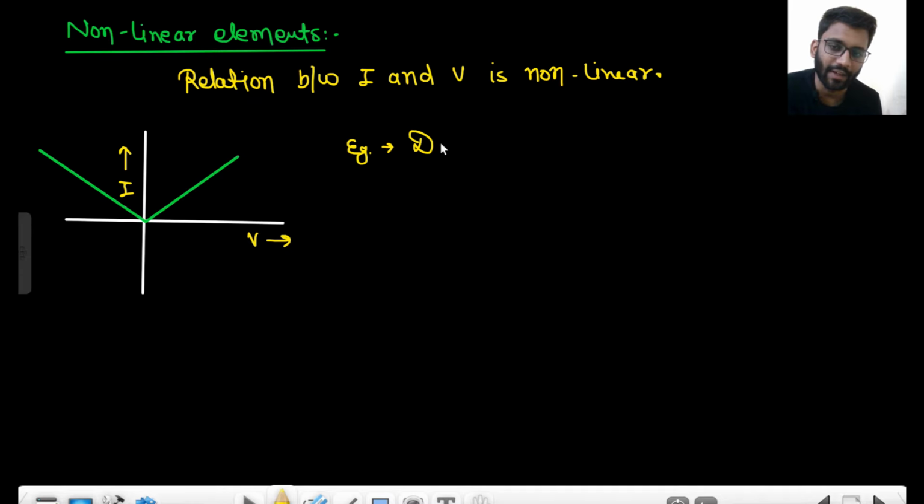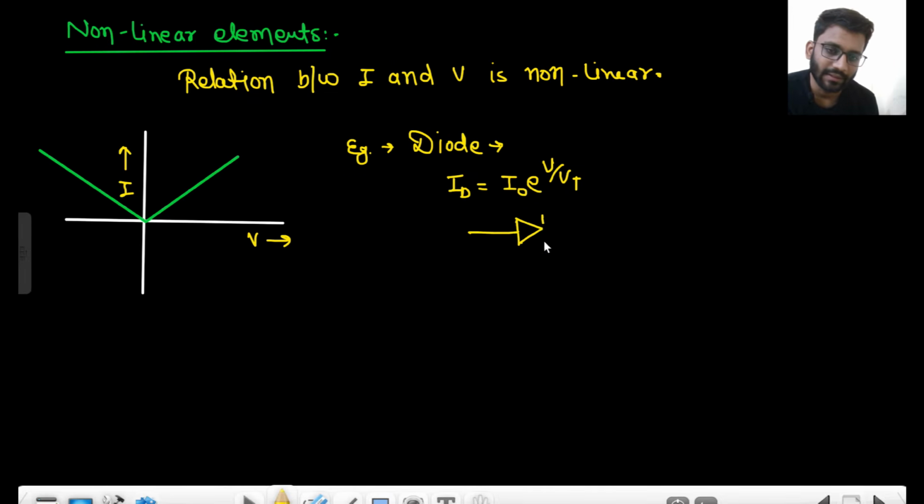Let's take the example of a diode. If anyone remembers this equation, what is the current equation of a diode? If you don't remember, no need to worry. It is basically ID equals I naught e to the power V upon Vt. So let's make it like this. This is a diode and this is the voltage V, and this is the current ID that is flowing. This I naught is the reverse saturation current, e to the power V by Vt.